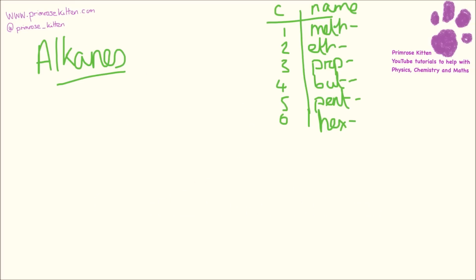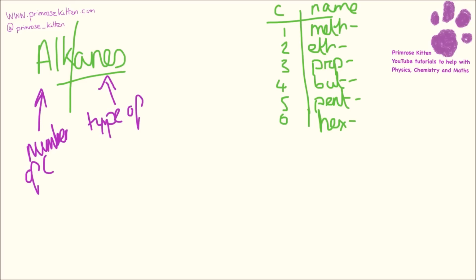When we are looking at alkanes, we need to think about breaking the name into two parts. The first part will tell us the number of carbons, and the second part will tell us the type of bonding. Now, in an alkane, we are only going to have single bonding. Now, I've put a little reference table up over here so we can check how many carbons we have. So if we look at methane, the first part of the name, meth, tells us it's going to be one carbon, and the second part of the name tells us it's going to be single bonding.